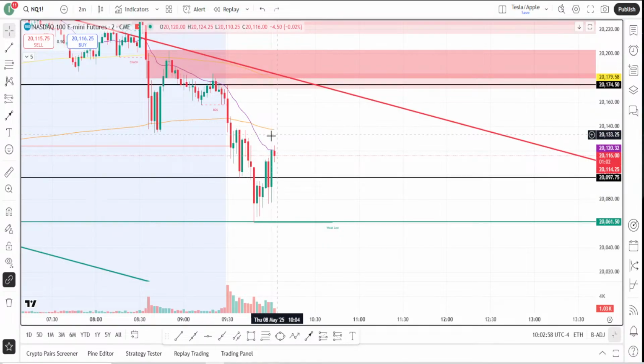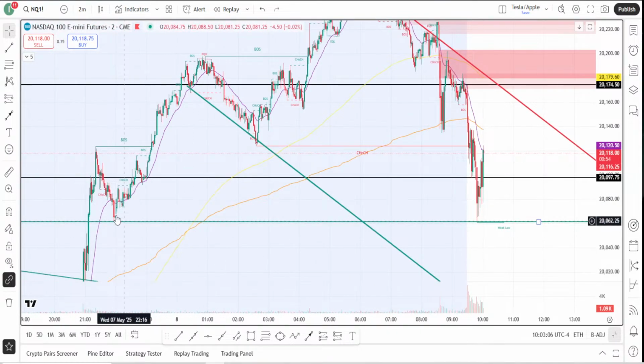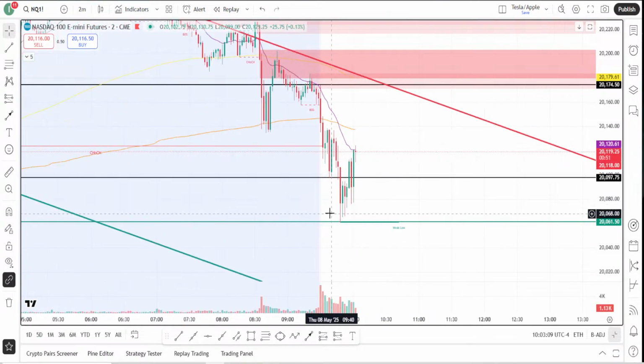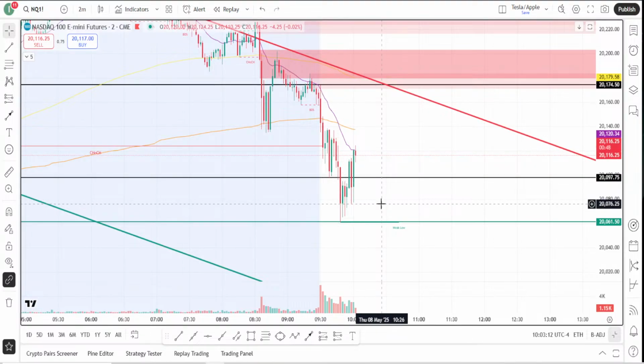So we had this pullback here. It's now starting to look like it wants to reverse. This is why I didn't want to sell here, right? We know we have support back here. This is the demand zone, and price is reversing. You know, it's exactly why I didn't want to sell that. This actually looks like a good buy. And that is because market structure is starting to look bullish.